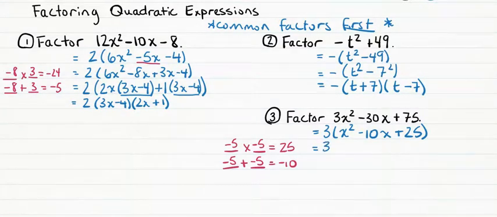So I keep that common factor of 3 in front, and then the factored form of this simple trinomial is x, and I'm going to use this first number, minus 5, times x, and then we use the second number, minus 5. Because those two binomials are exactly the same in this case, we usually write that factored form as 3 times x minus 5 squared, because that's what it means to have that binomial multiplied by itself. It's x minus 5 squared. So there's our fully factored form for number 3.